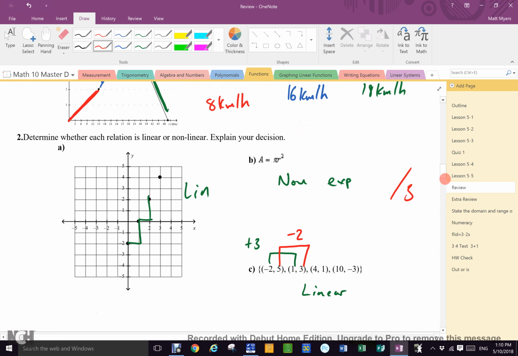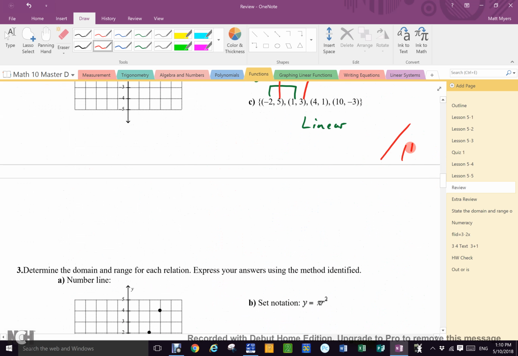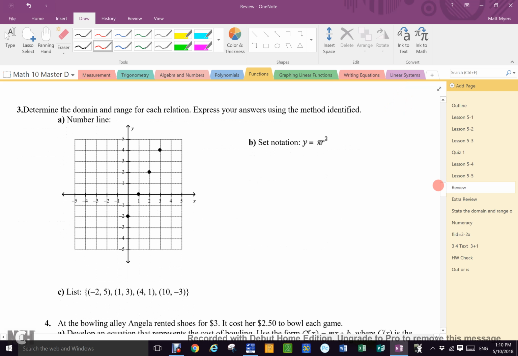That's out of 3, making that page out of 4, and 4 is 8, and 3 is 11. Now you're going to do the exact same thing, but you're going to do the domain and range.